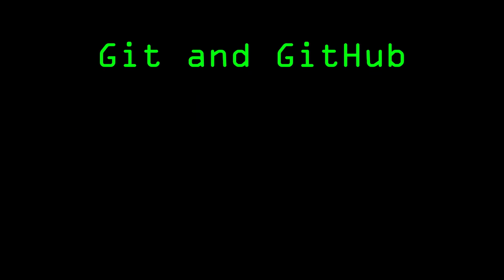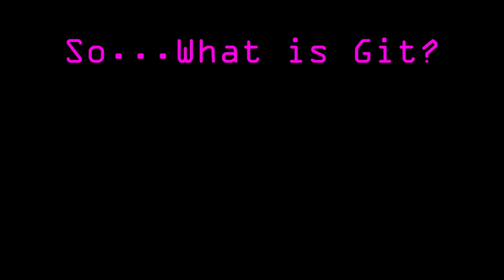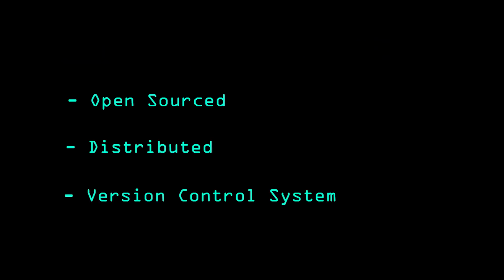In this video, we'll take a look at exactly what those two things are. So, let's get into it. So, what exactly is Git? This is the first question anyone has when they're getting into version control usually. The shorter answer is an open source distributed version control system.